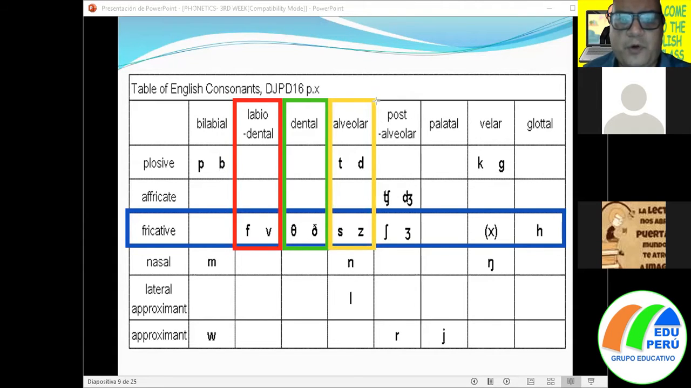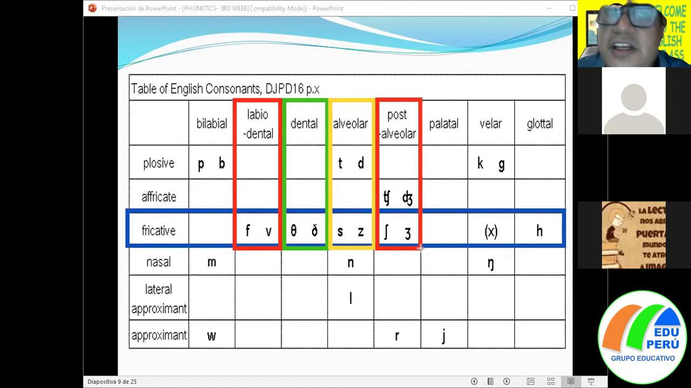Let's pass to the postalveolar or palatoalveolar sounds. Remember this. I'm going to use another color in order not to get confused. All right. The postalveolar or palatoalveolar sounds. So, fricative, remember, we are talking about the fricative sounds, postalveolar or palatoalveolar sounds.